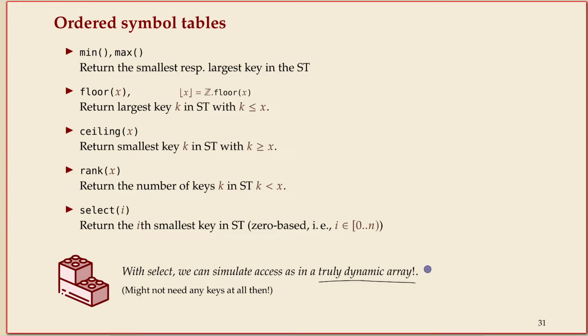But like in this truly dynamic array, or these rope data structures for strings, that's what it's called if you use it for a string. It's a name people coined. I don't know if it's a good name, but it is a name. Then you need really an ordered symbol table.